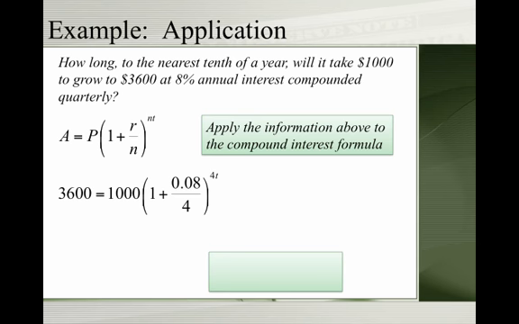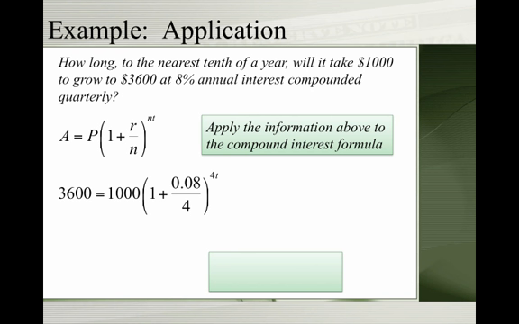We know that A, the money we're growing to, is $3,600. We know P, the money we put down, is $1,000. And we know our interest rate is 0.08. And since we're compounded quarterly, n is going to be 4. We need to solve for t.